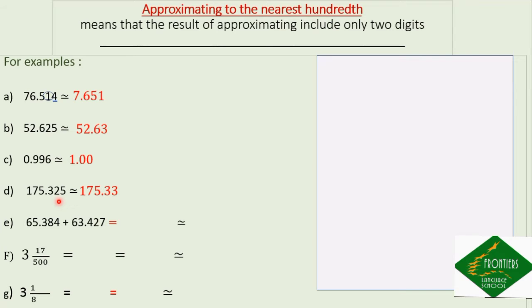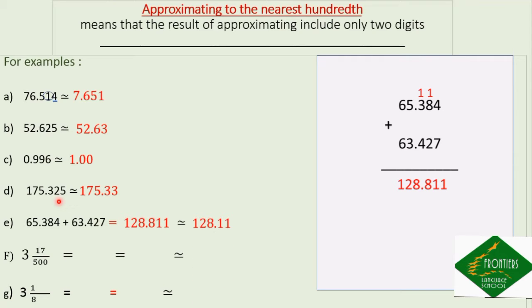Here, letter E, we want to add these two numbers. 65.384 plus 63.427, the answer will be 128.811. We want to approximate this number to the nearest hundredth, so we underline 1 and circle 1 and ask myself if 1 is poor or rich. 1 is poor, so the answer will be 128.81.